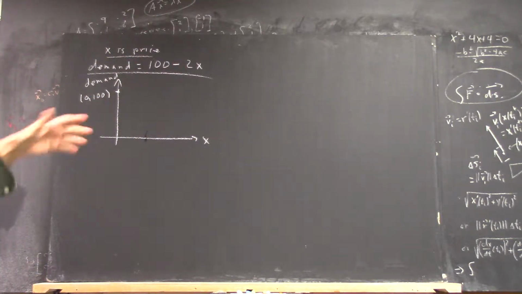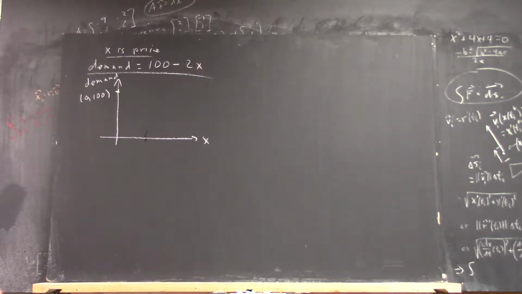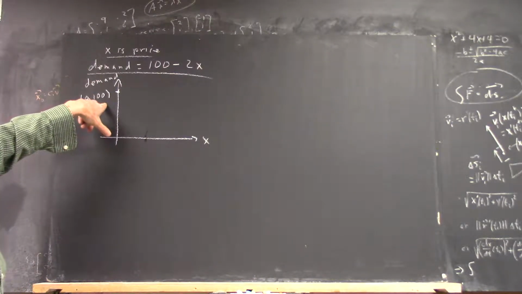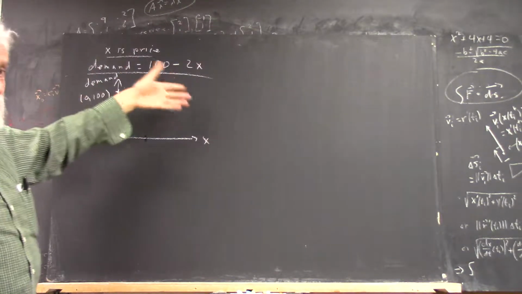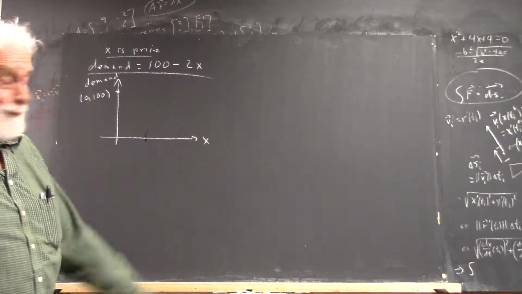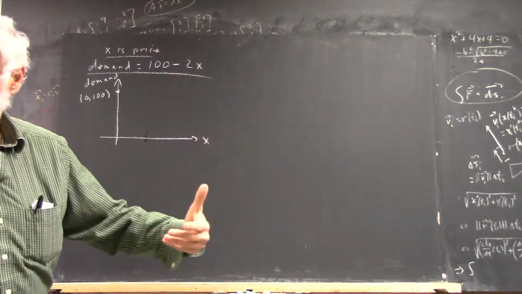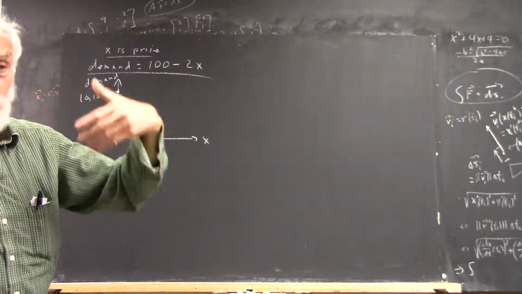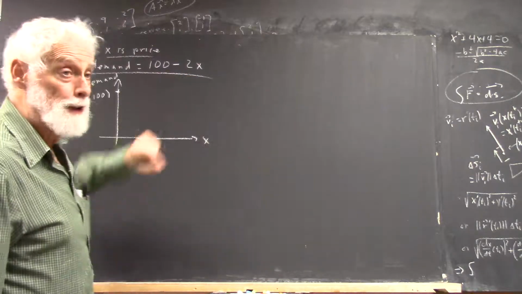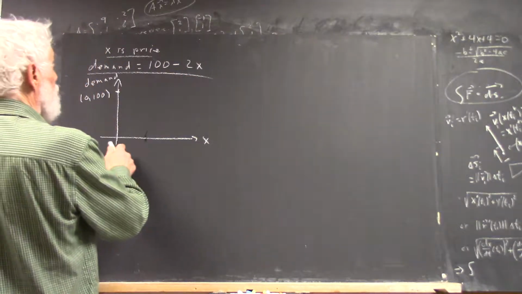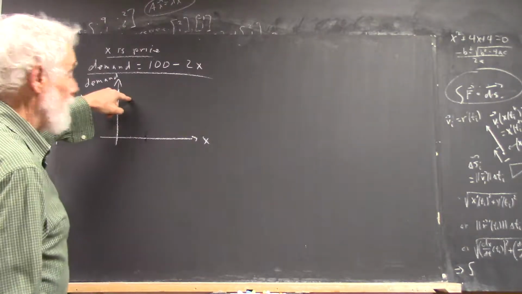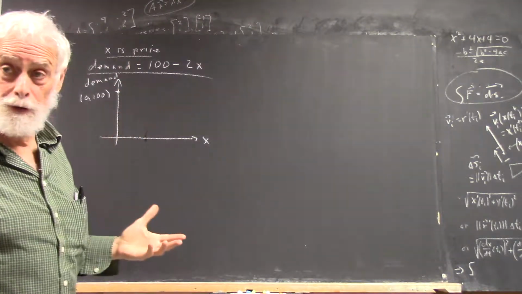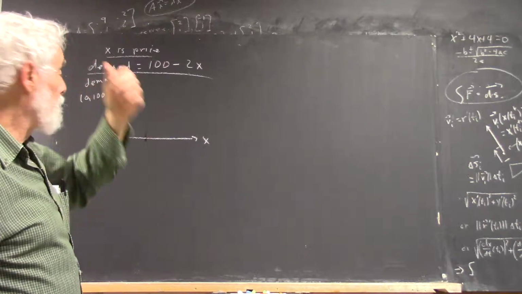Okay? And we could say y equals demand, but I don't want to do that. And as we said, for example, if x is 10, then 2x is 20. 100 minus 20 is 80. So only 80 people want it if x is 10. So we could come out here where x is 10 and plot the point (10, 80). We're not going to do that. We're just going to plot the whole graph.